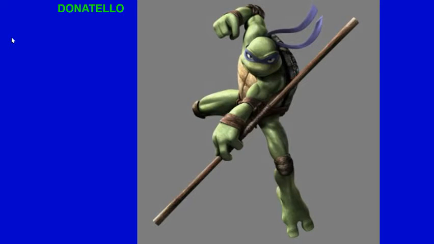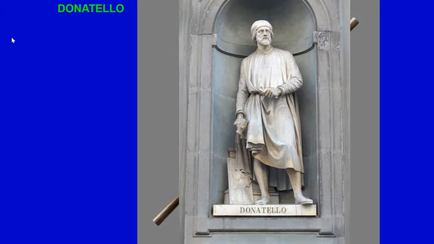All right, so let me tell you guys about Donatello. Let's see, he wears a purple mask and he fights with a bo staff. And oh wait, no, not that Donatello. I want to tell you about Donatello the artist.